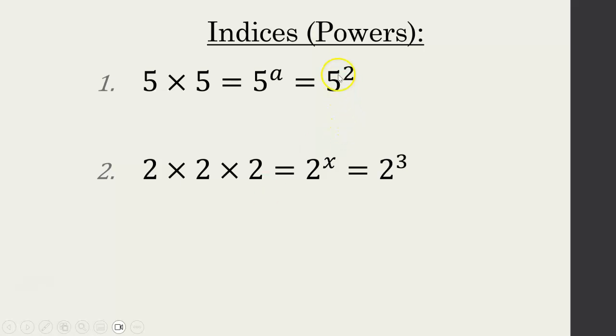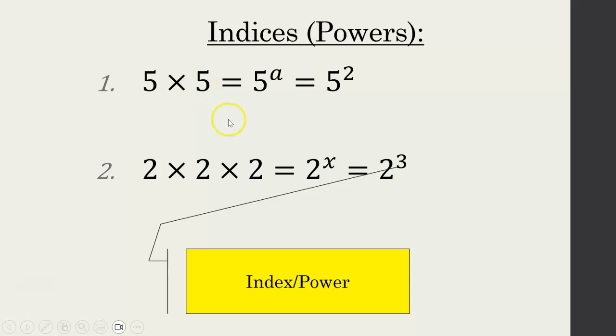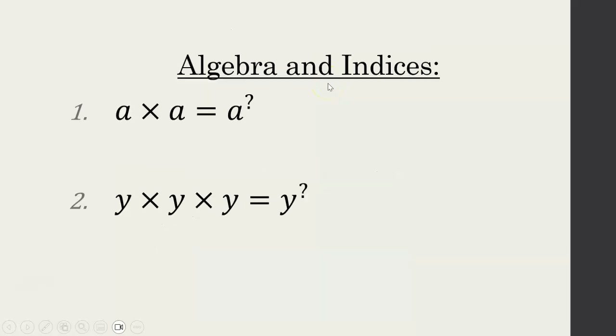It's important to note 5 squared is not 5 times 2, and 2 cubed is not 2 times 3. It just means how many times we're multiplying 5 by itself. That little number is called the index or power. So 5 times 5, multiplied by itself twice, is 5 squared. 2 times 2 times 2 is 2 cubed. If we multiplied by another 2, it would be 2 to the power of 4. That's what indices mean: how many times we're multiplying the big number by itself.